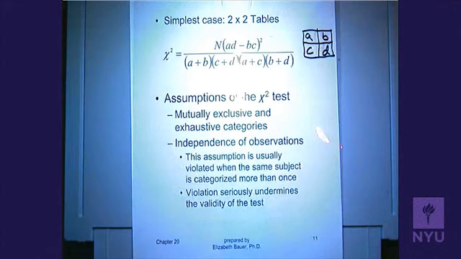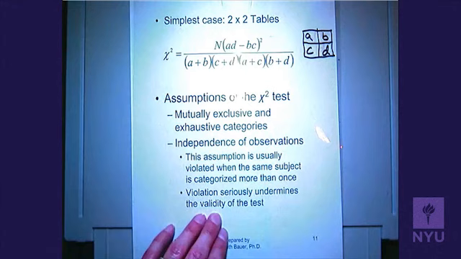I couldn't put the person into both those categories. That would violate independence of observations, right? Because you show up in two places. So that's not good. That's a violation, right? A violation seriously undermines the validity of the test. When that happens, it's a really bad thing.